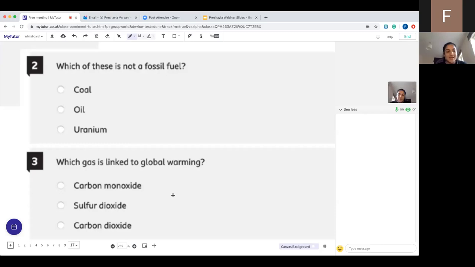Cool, lots of you are saying uranium. Yes, uranium is not a fossil fuel. Uranium is a radioactive source that is used in the creation of nuclear fuel. And which gas is linked to global warming? That would be carbon dioxide. So we're constantly trying to reduce our carbon dioxide emissions to reduce the impacts of global warming.